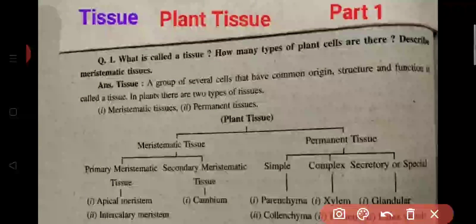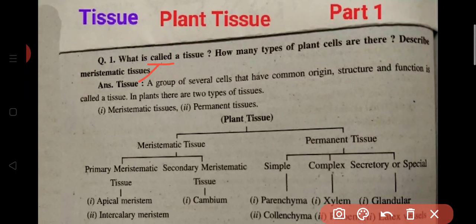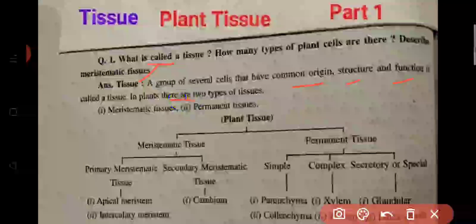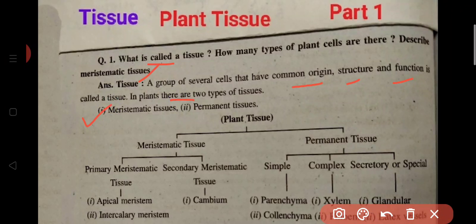The question is, what is called tissue? A group of cells originating from the common point having same structure and function is called tissue. We will also say a group of several cells that have common origin, structure and function is called a tissue. In plants, there are two types of tissue. First is meristematic tissue and second is permanent tissue.